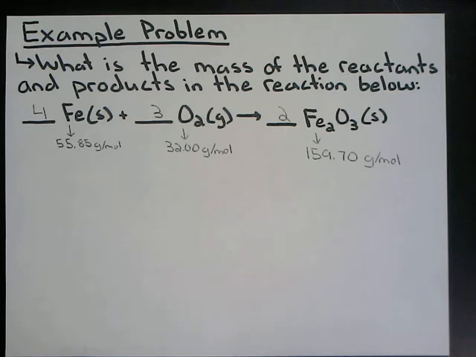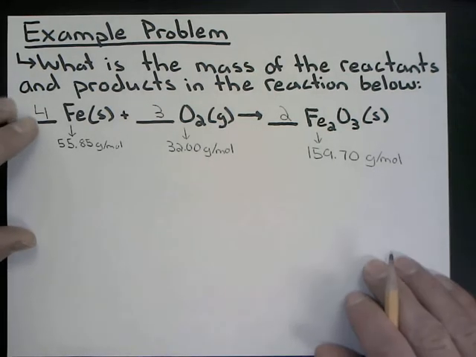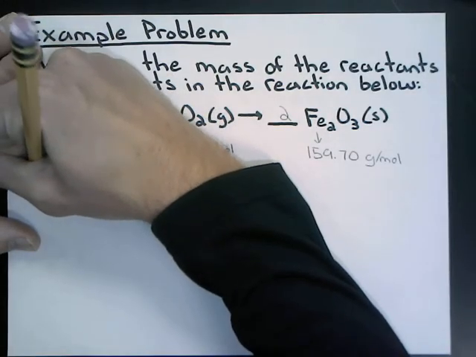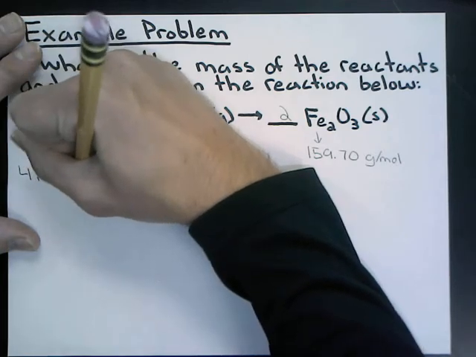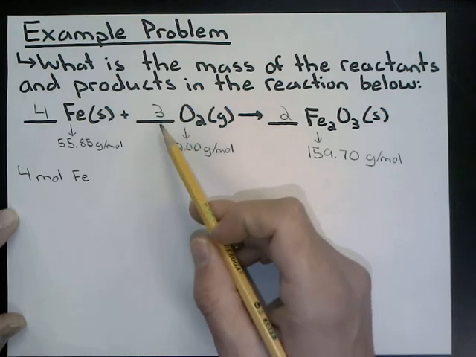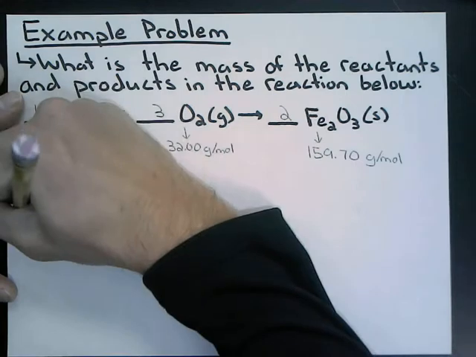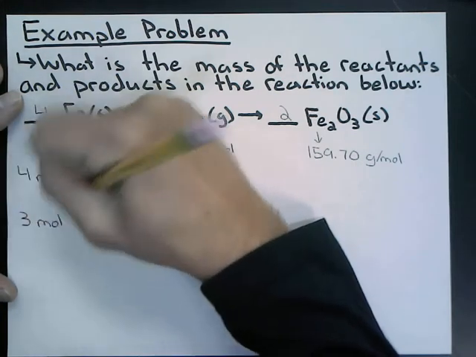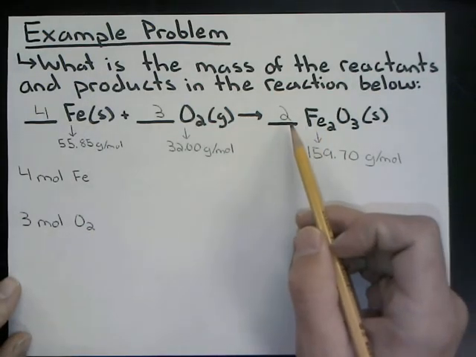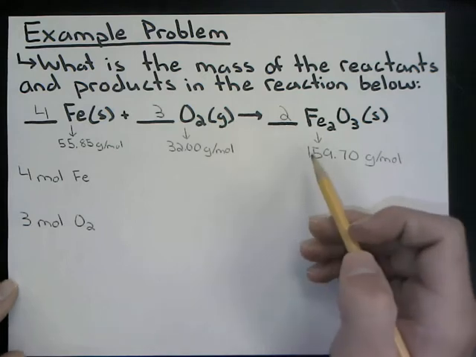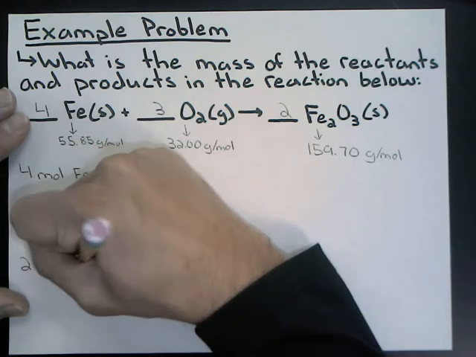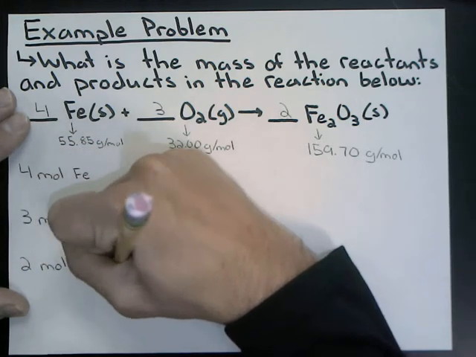So the next step here is to write down how many moles of each substance we have. Well, simply the number of moles is equal to the coefficient. So for our first reactant here, we have a coefficient of 4, which means we have 4 moles of Fe. Going to go to our next substance, which is O2. A 3 coefficient means we have 3 moles of O2. And then the last thing we have is our only product, which is 2 moles of Fe2O3. So again, the coefficient is just the number of moles in this particular case.